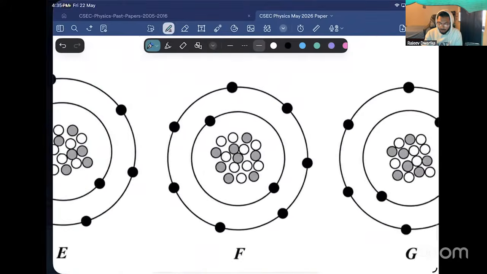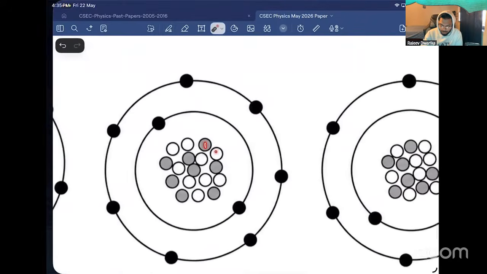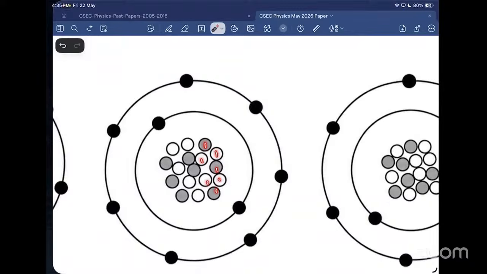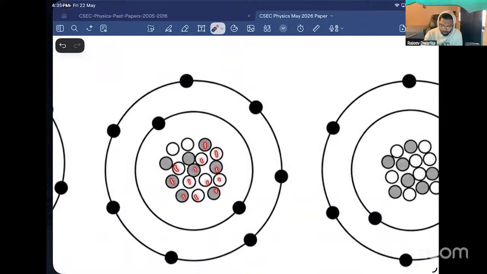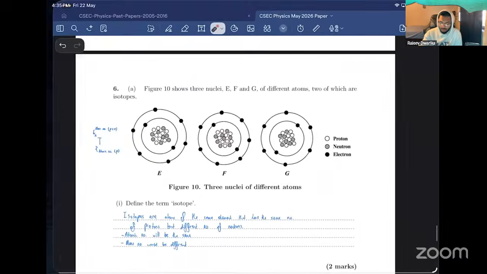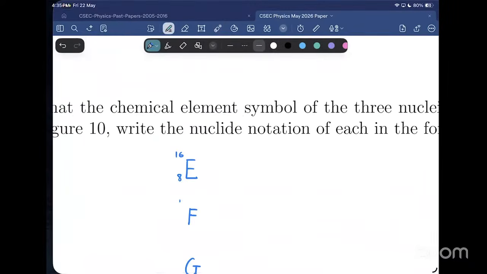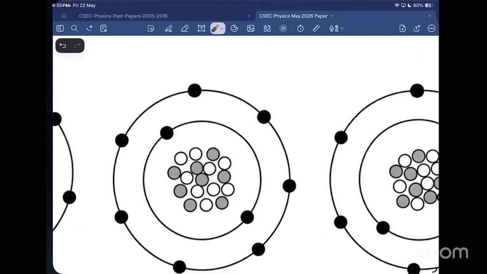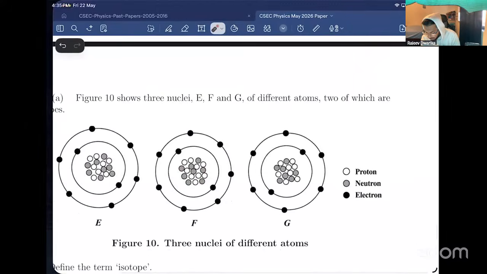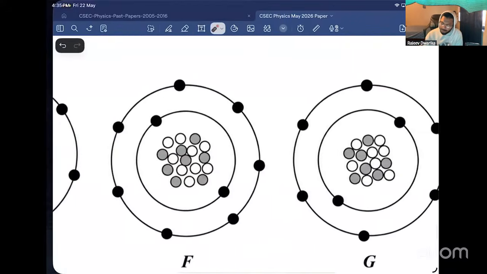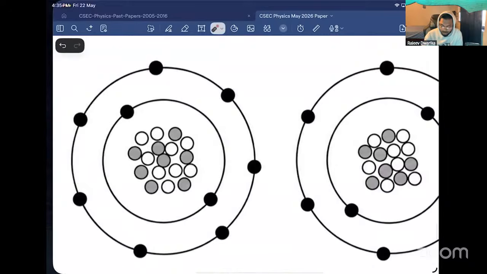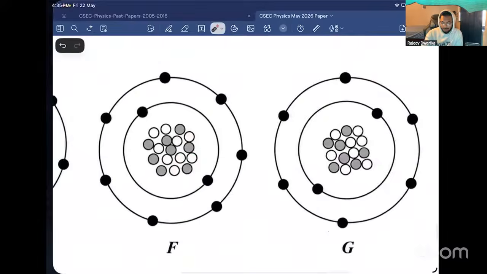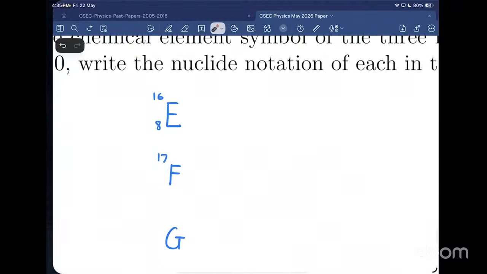So F. How much protons and neutrons does it have? 1, 2, 3, 4, 5, 10, 11, 12. I think it was 17 they put. It's 17. Yes. And how much neutrons do we have? 9. 8? Neutrons? I thought it was protons. 1, 2, 3, 4, 5, 6, 7. Yeah, 9. Yes, sir.